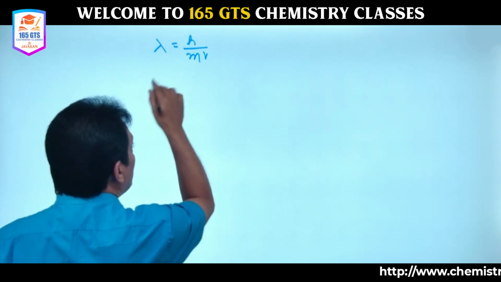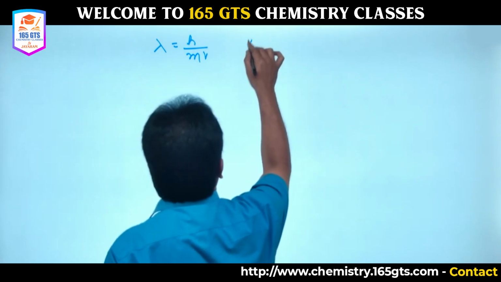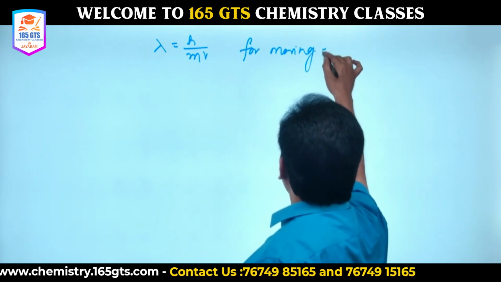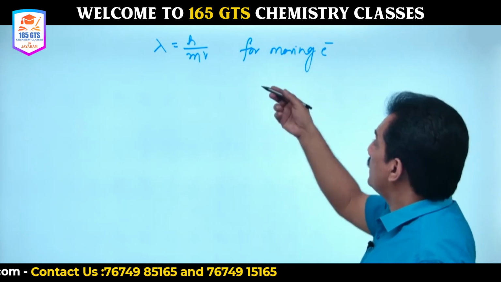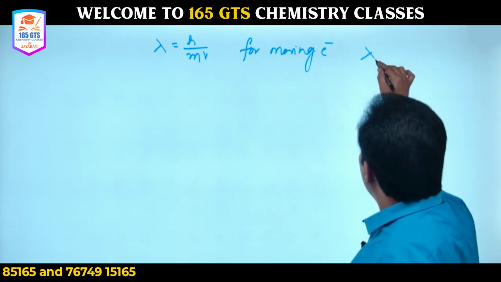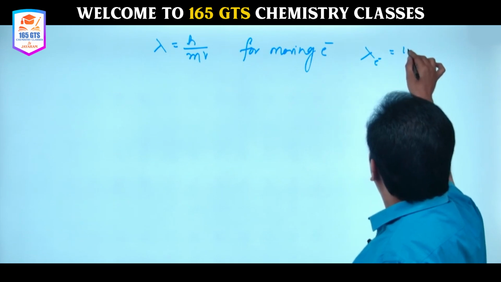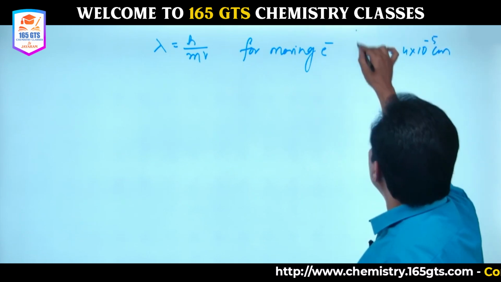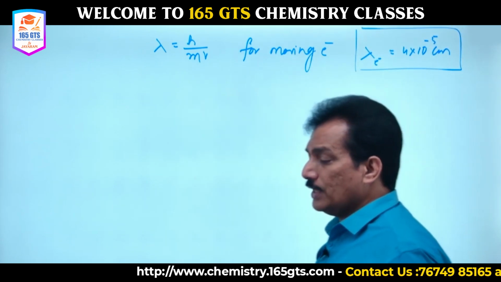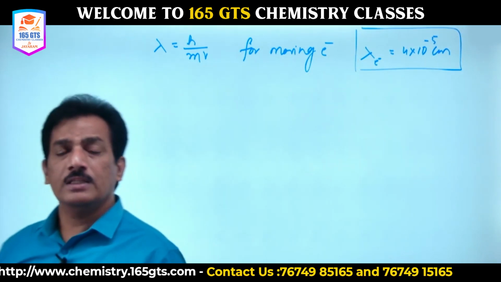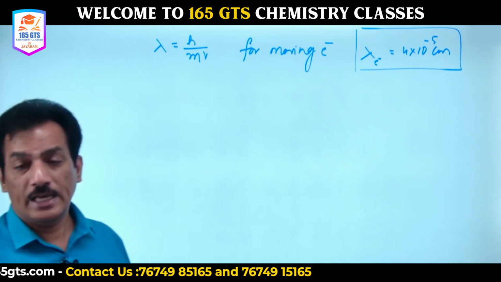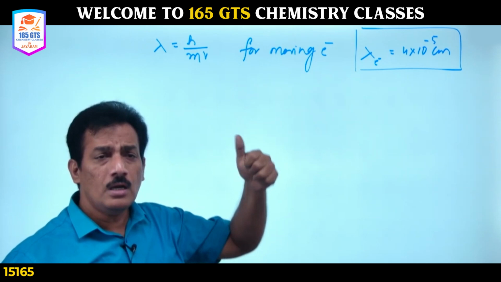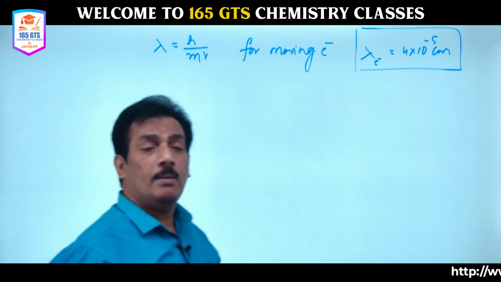When he applied this theory for a moving electron, he was able to calculate the lambda, that is the wavelength of the electron, as 4 into 10 to the power of minus 5 centimeters in hydrogen. When the revolving electron's wavelength is calculated by using the formula lambda is equal to h by mv, he is able to calculate that value. Already we know the electron is a subatomic particle.